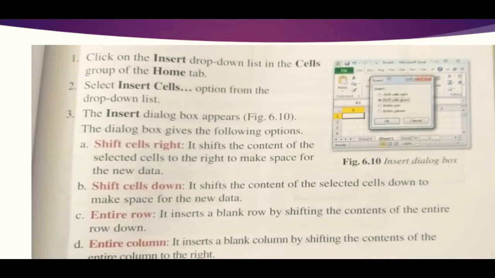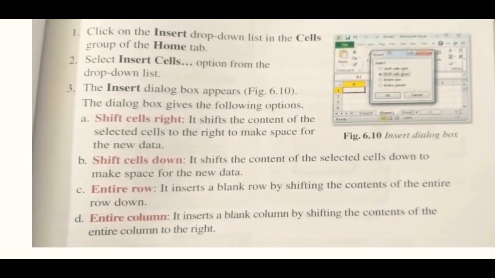Entire row. It inserts a blank row by shifting the content of the entire row down. Entire column. It inserts a blank column by shifting the contents of the entire column to the right.